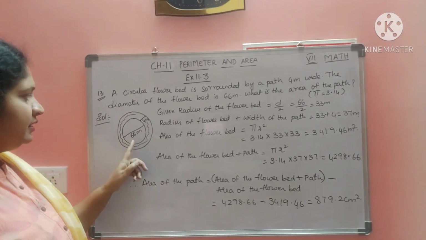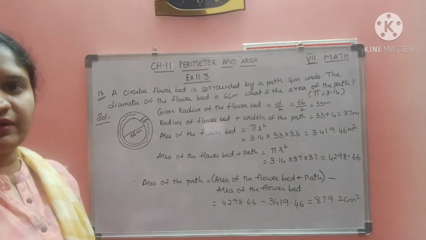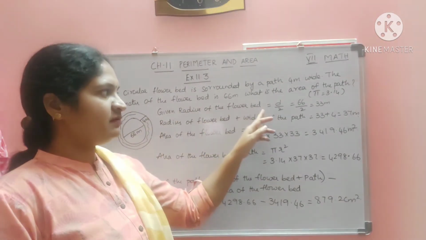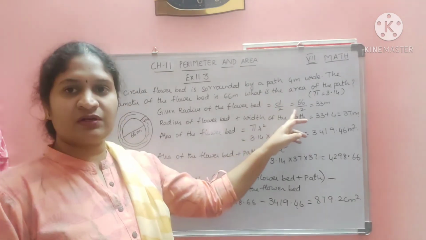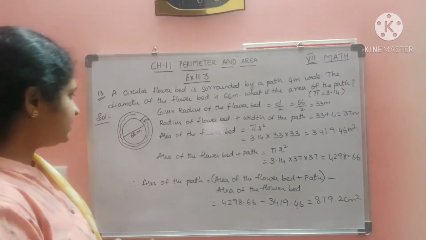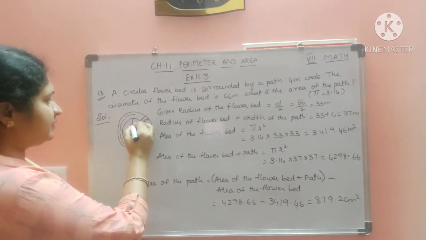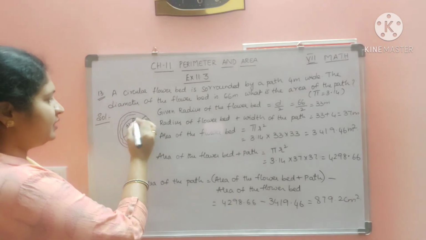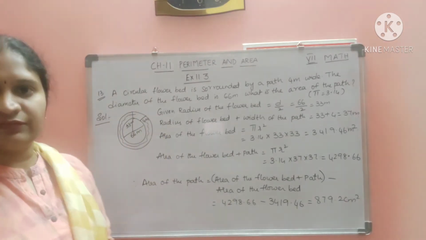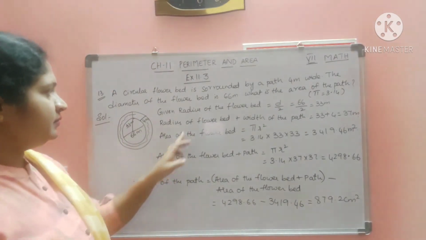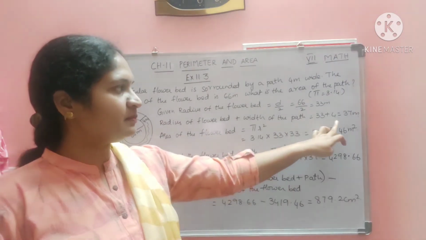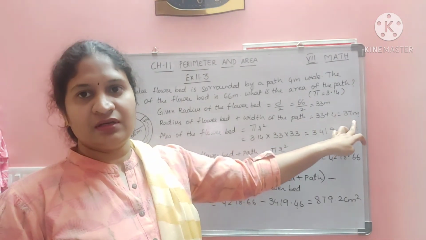Okay. See children, here the diameter of the flower bed they have given as 66 meters. So the radius of the flower bed will become d by 2, which is equal to 66 by 2, which is equal to 33 meters. Now if I add the width of the path, then the radius of the flower bed plus width of the path will become 33 plus 4, equal to 37 meters.